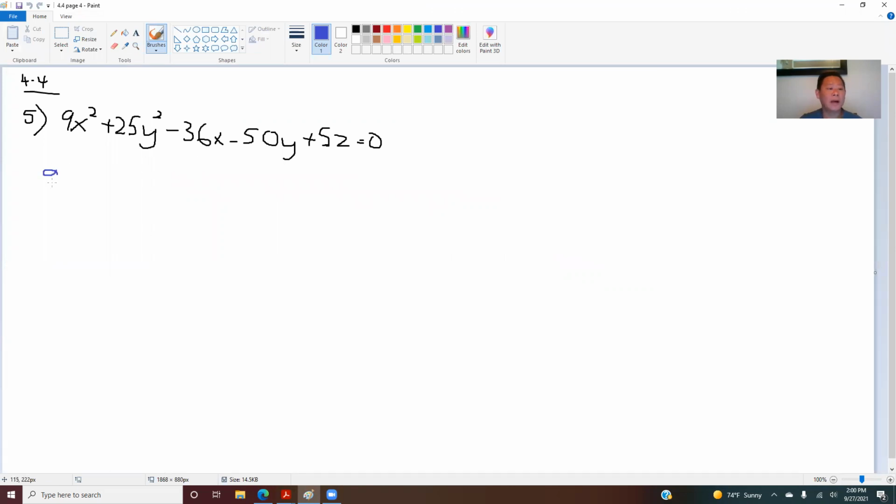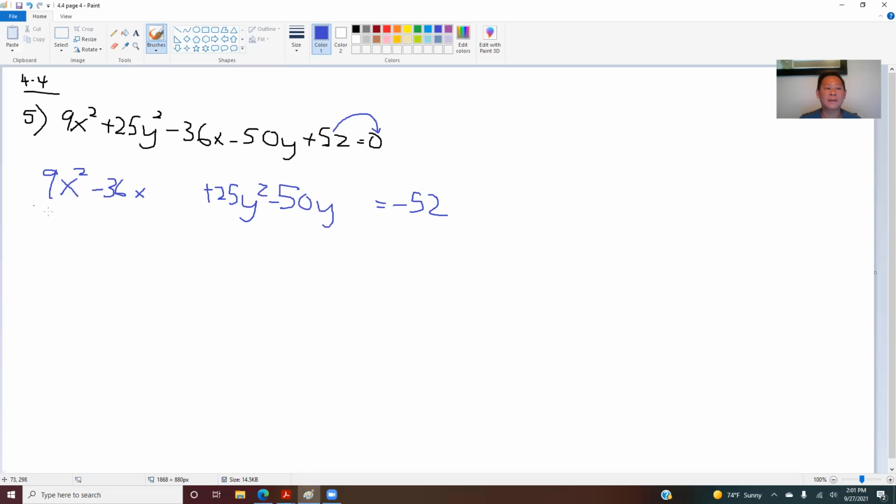So we have the 9x squared minus 36x. And then you got the y terms, so you got 25y squared minus 50y. And the 52, you move it to the other side. So numbers on the other side of the equation. Since it's a positive, this will be negative. You guys all right here with the first step?